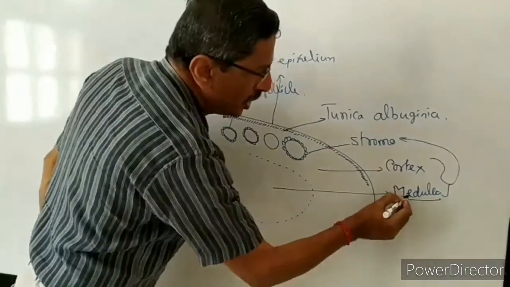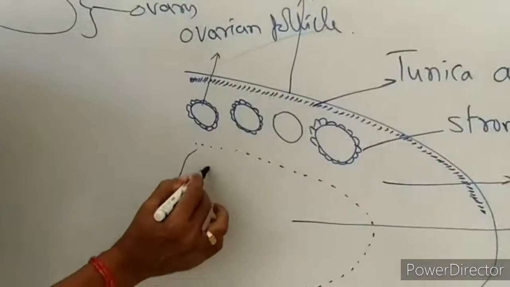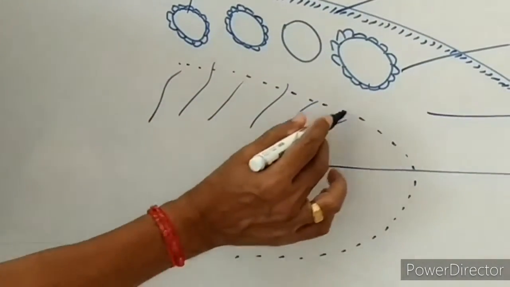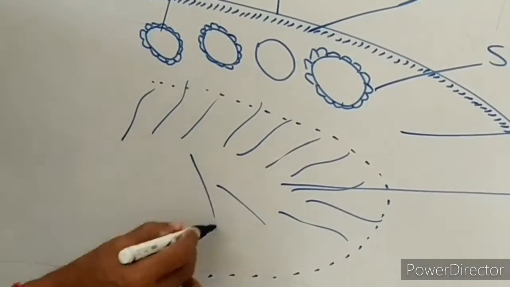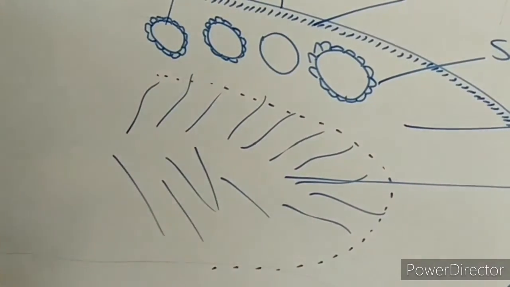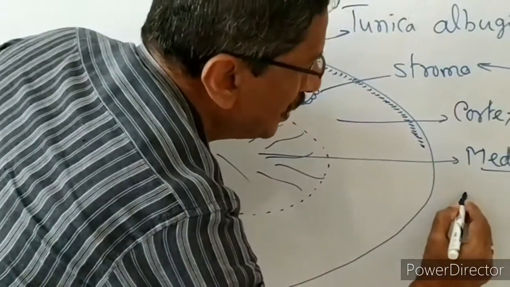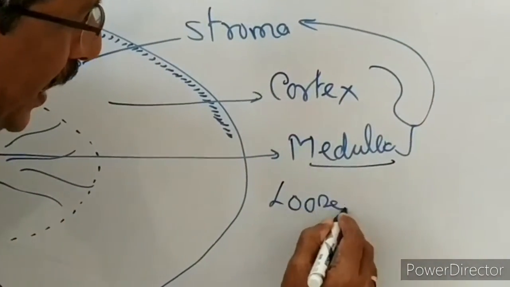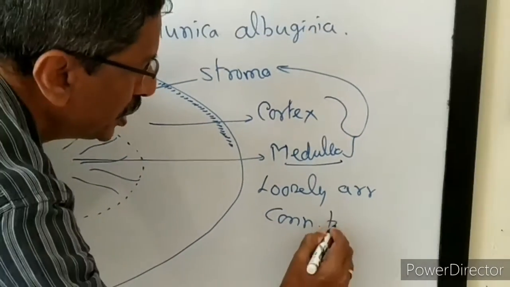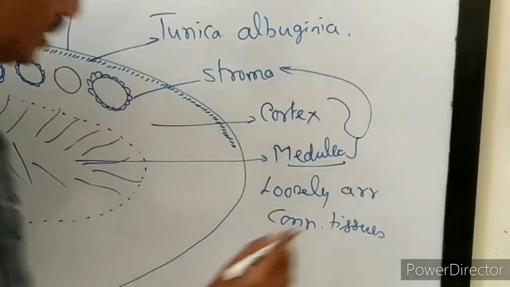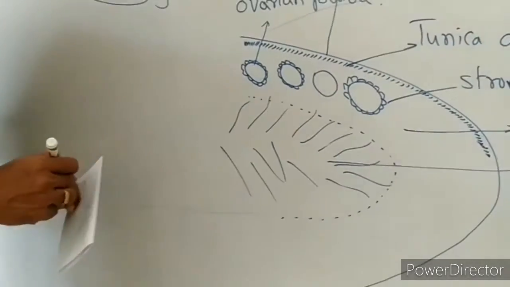Then we are coming to the medulla. What is present in the medulla? The medulla is provided with connective tissue, just like the tunica albuginea, but the connective tissue is loosely arranged. So the medulla is made up of loosely arranged connective tissues. So this is the structure of the ovary.